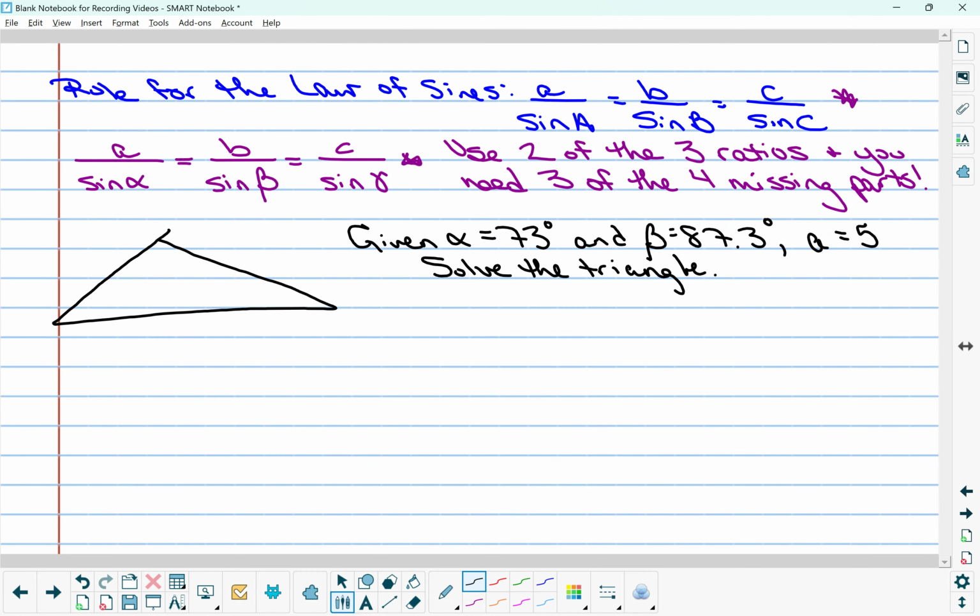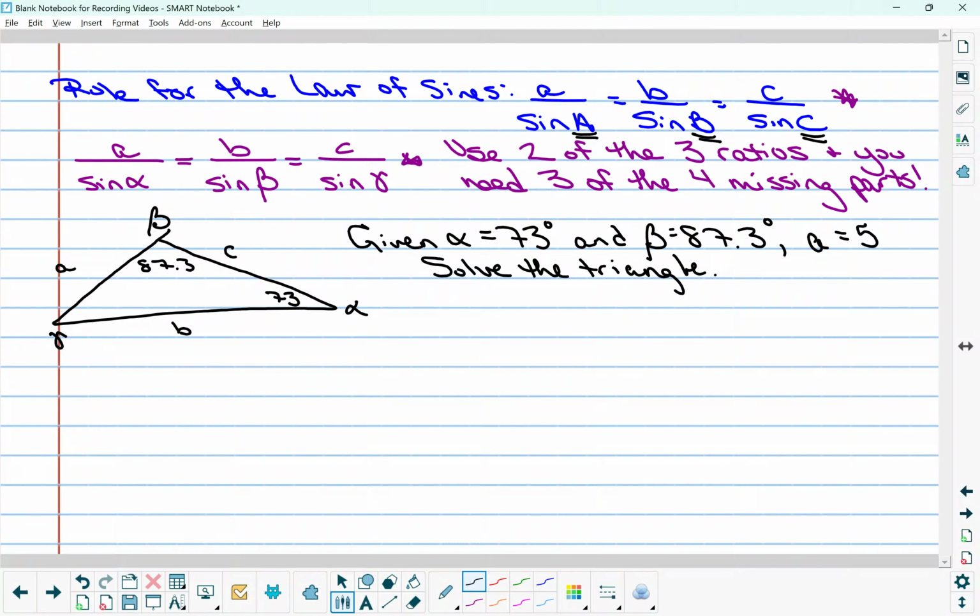Okay, so the first thing you're going to want to do is label stuff. If you want to put in English letters and put A, B, and C in there, just know that alpha's A and beta's B and whatever. But I'm going to label mine alpha, beta, and gamma, and then A and B and C. Okay, and I know alpha is 73, and I know beta is 87.3, and it really doesn't matter if these are to scale or not, you know.